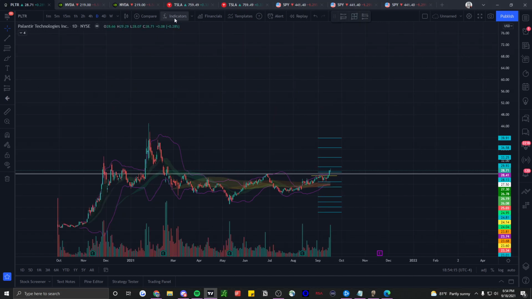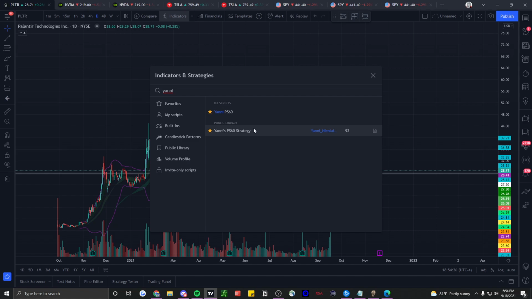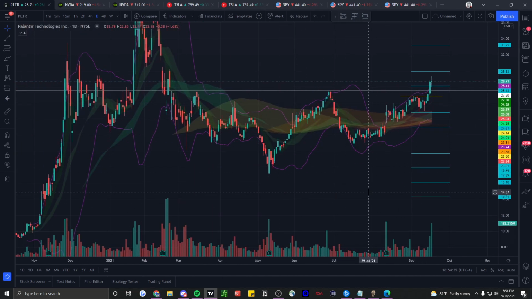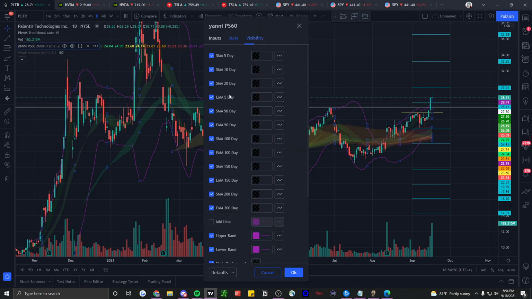So with that being said, if you'd like to use my indicator, it's called Yanni PS60 strategy on TradingView. You could copy it for free. And the reason why I like it is because there's a lot of moving averages on your chart. And with my indicator, it's transparent. So you can see more of the price action and still take into account all the moving averages we use with the system, right?